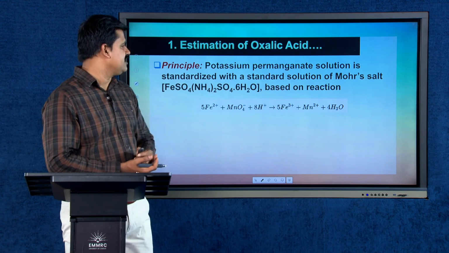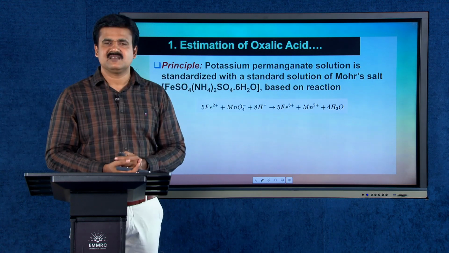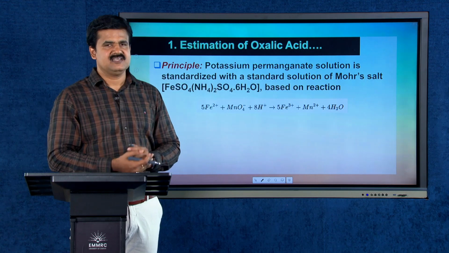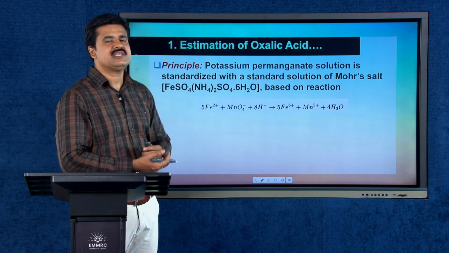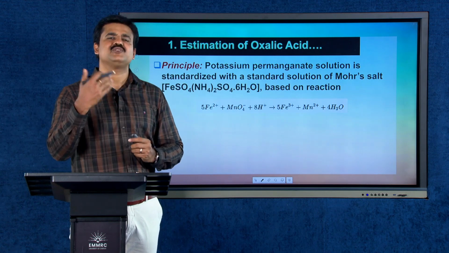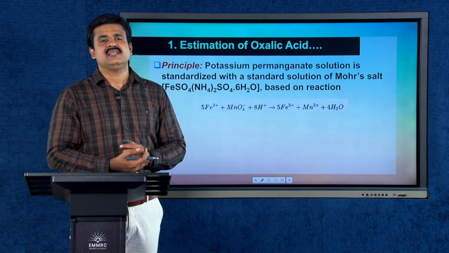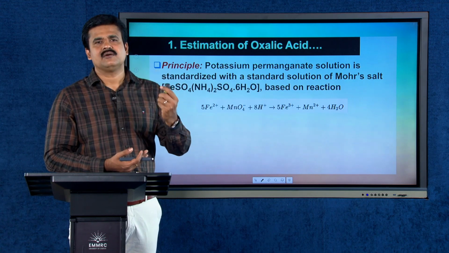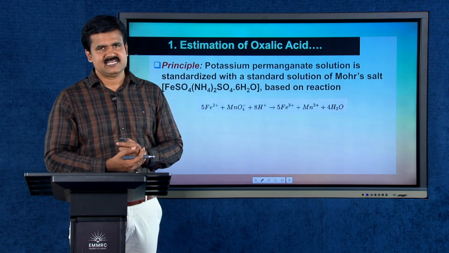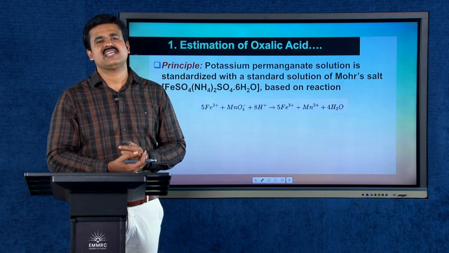In acidified KMnO4, MnO4 minus ions are present. H plus indicates that the medium is acidic. So, Fe2 plus ions present in the Mohr's salt are quantitatively oxidized to Fe3 plus ions, and there is no need for an indicator. So, you have to titrate a standard solution of Mohr's salt with the given potassium permanganate. That's how you can find out the exact concentration of the KMnO4.